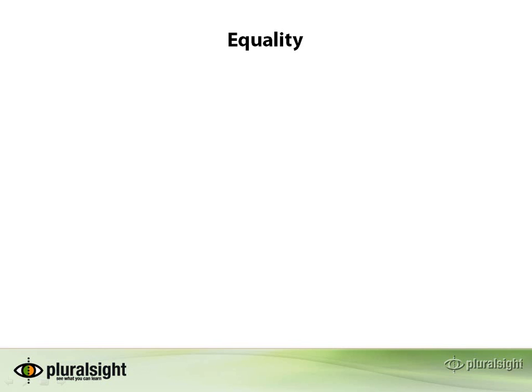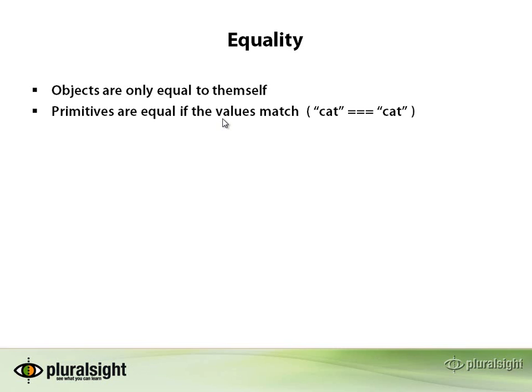Perhaps all men were created equal, but all objects certainly weren't. In fact, objects are only equal to themselves. In all other cases, objects are not equal even if they have precisely the same values. On the other hand, primitives are equal if their values match. So in my example there, the string "cat" equals the string "cat". It's not the same instance, or it's not the same string, but they are equal.